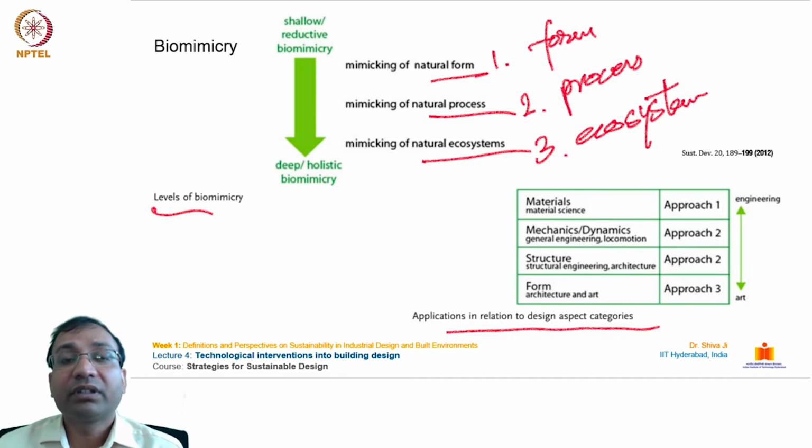One of those examples is biomimicry, how with the help of biomimicry and mimicking nature, we can go for sustainable solutions. For that, we mimic the form, mimic the process, and mimic the entire ecosystem. As the complexity increases, this goes to the level of ecosystem. With the help of biomimicry and biomimetic exercises, we can always take help from nature for meeting certain requirements.